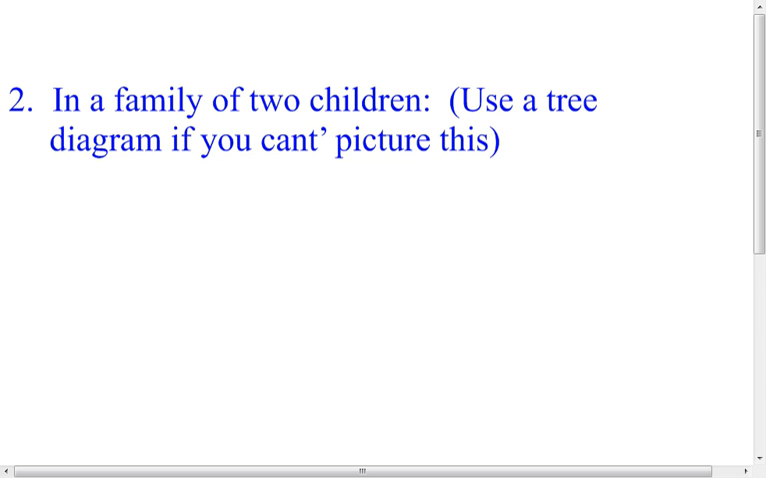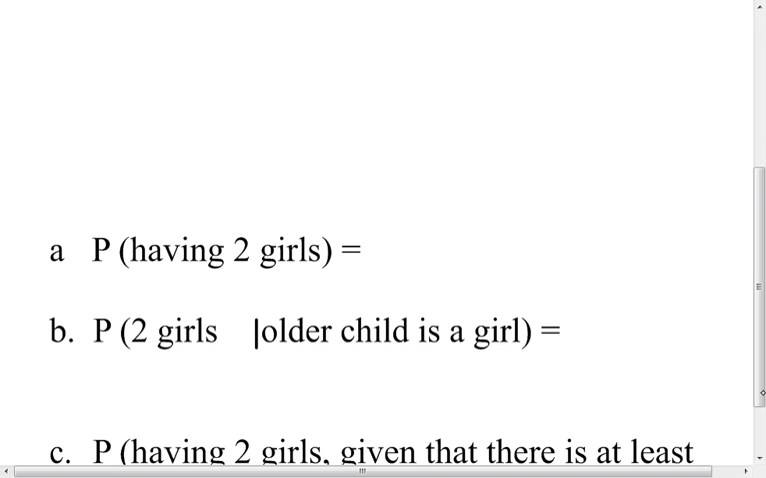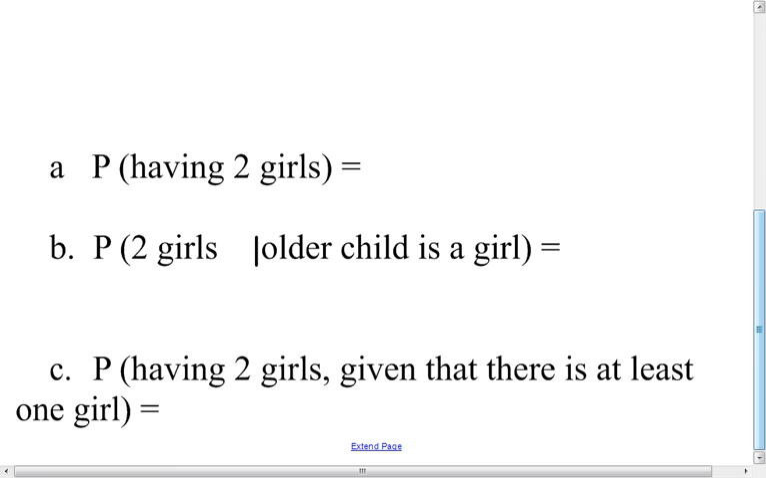All right, back to these families of 2 children. You can draw a tree diagram if you need to, or you can kind of list the sample space and go from there, which I am going to do. So if you have 2 children, these are the things that can happen. You could have a boy and then a boy. You could have a boy and then a girl. Or you could have a girl and then a boy, or you could have a girl and a girl. And those are the only ways you can have 2 children.